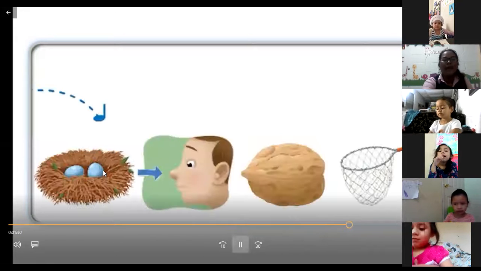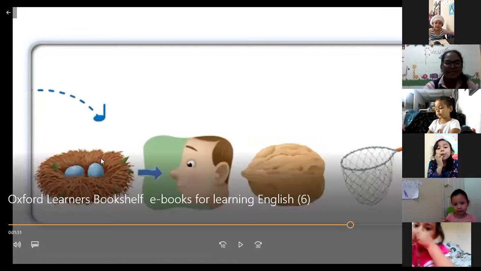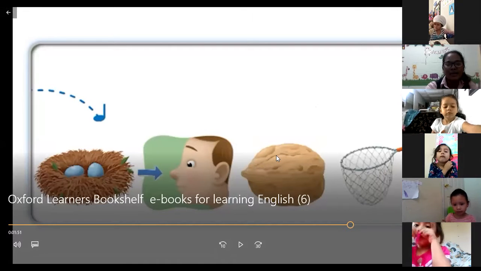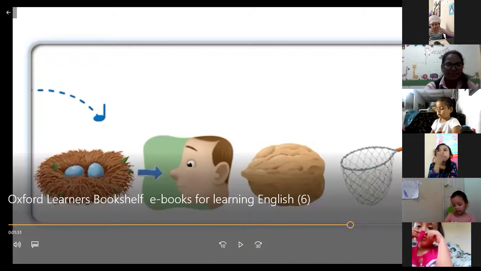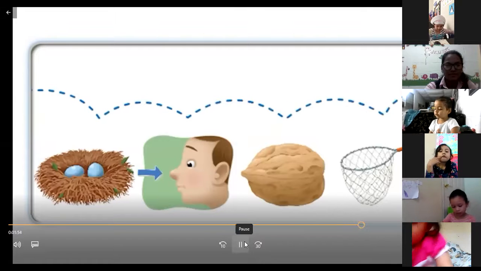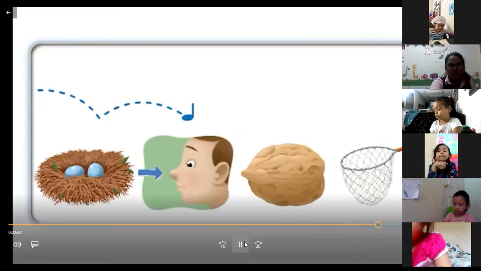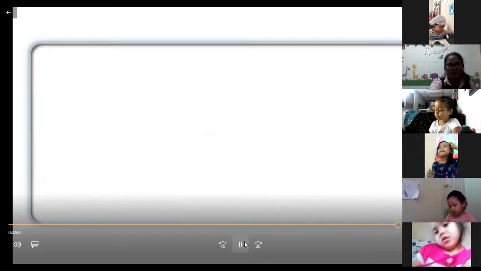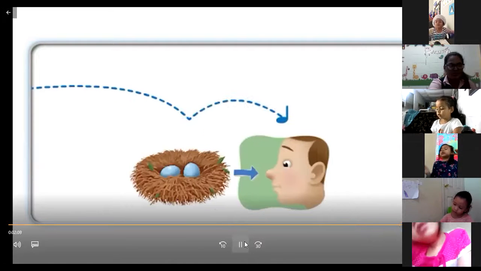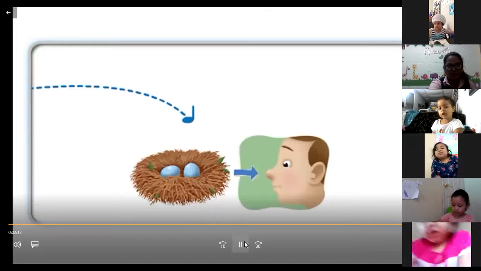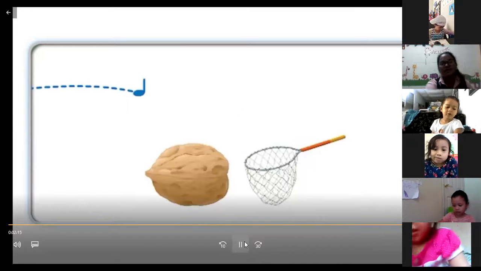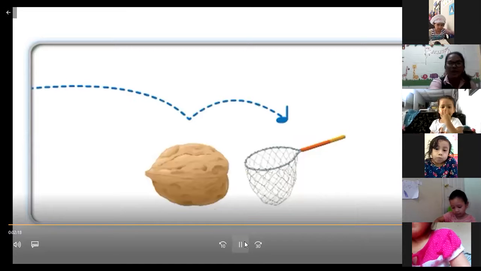Look, we have nest. We are going to repeat. Nest. Nose. Nut. And net. Nest. Nose. Nut. Net. That is a nest. That is a nose. That is a nut. That is a net.